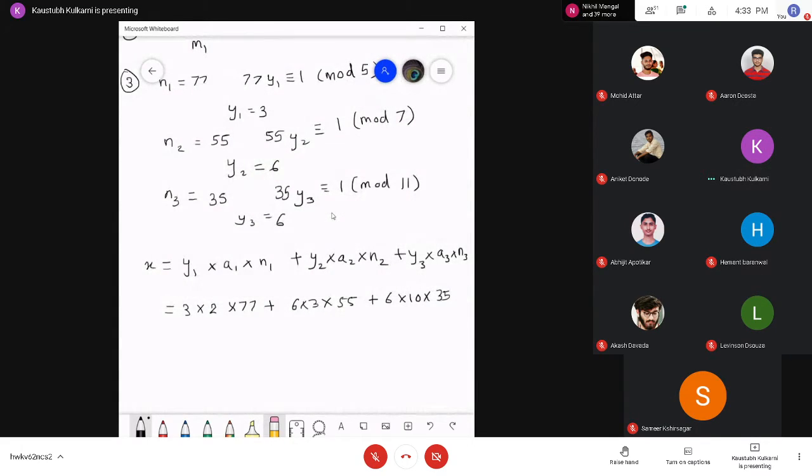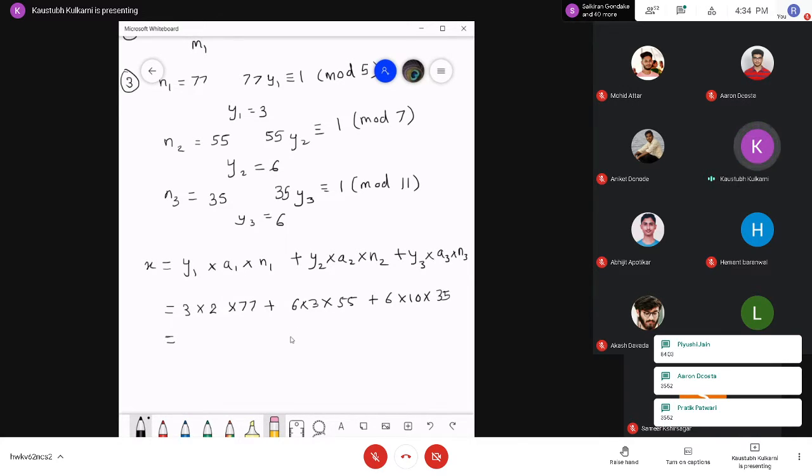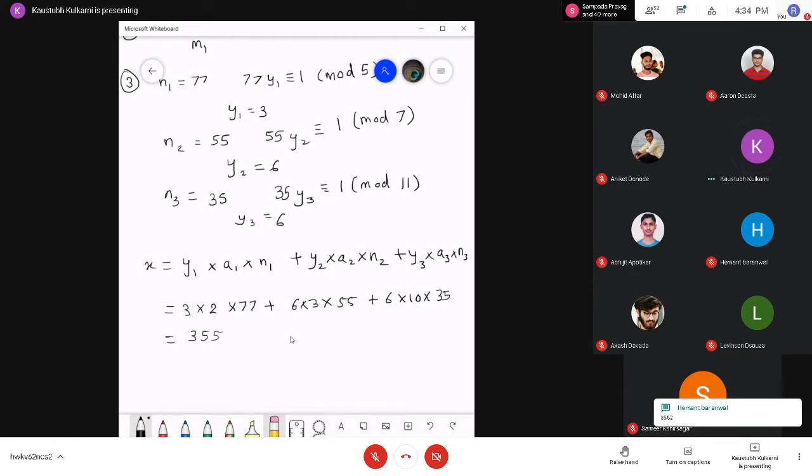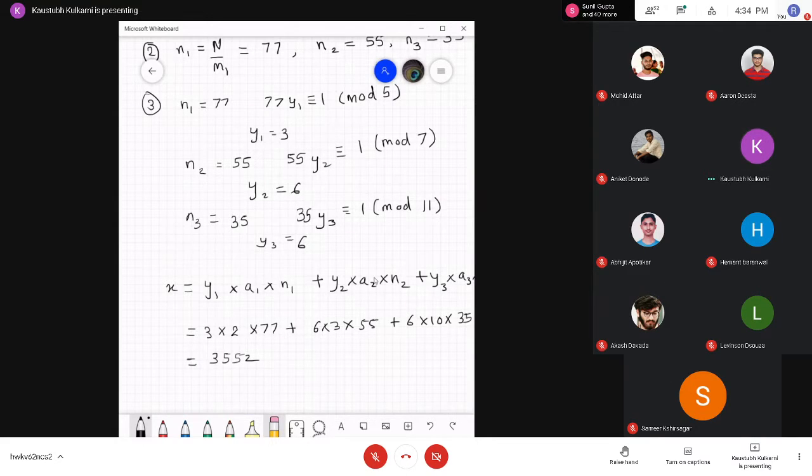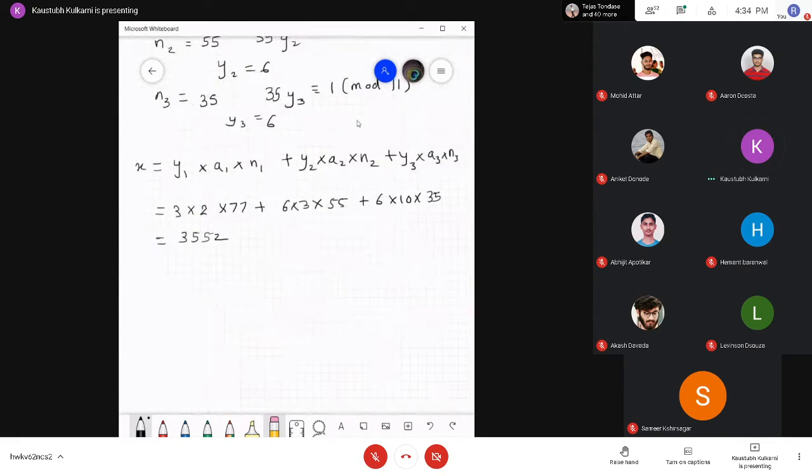What is this? y3 is 6. What is the product, whatever the result of this? 3552 is correct. Now this is an answer, but we can reduce it. So 3552.